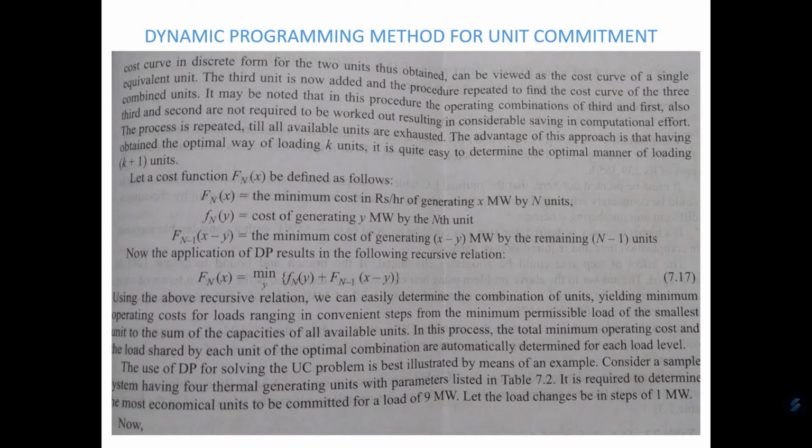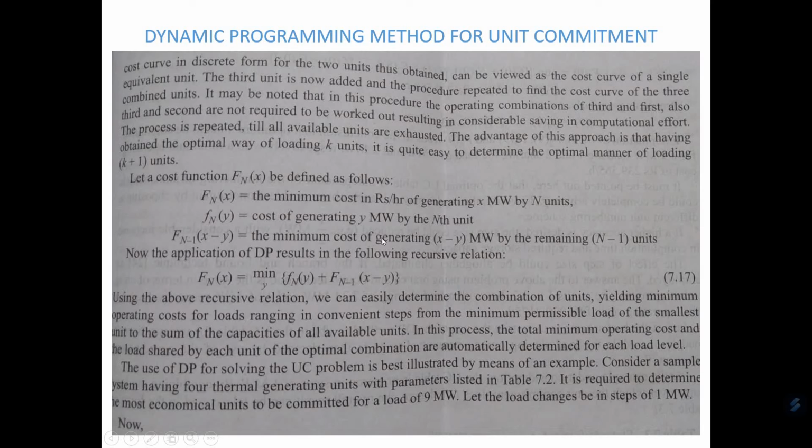The cost function is denoted by fn of x. What is the meaning of fn of x here? fn of x is nothing but the minimum cost in rupees per hour of generating x megawatt by the nth unit. Similarly, what is the meaning of fn of y? It is the cost of generating y megawatt by the nth unit. Similarly, what is the meaning of fn minus 1 of x minus y? The minimum cost of generating x minus y megawatt by the remaining n minus 1 units. So don't get confused here. You should have an idea of the meaning of these terms, because it is necessary while discussing the example.